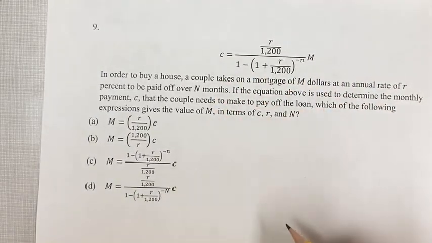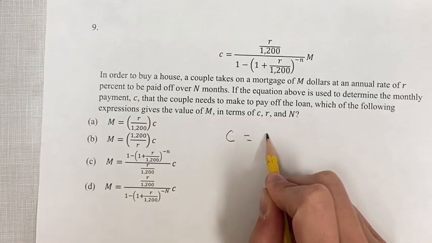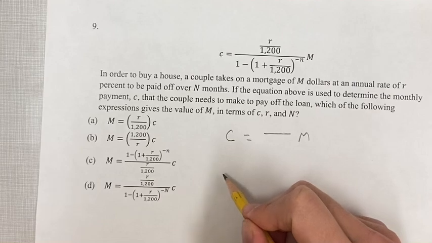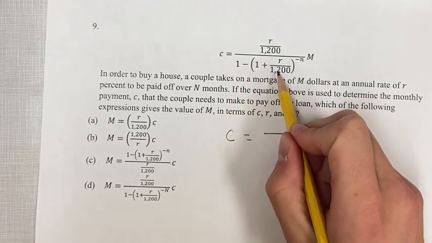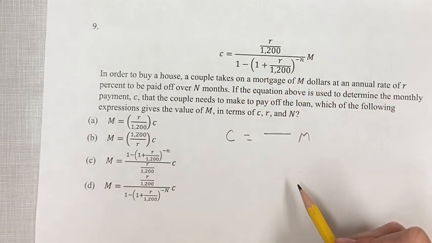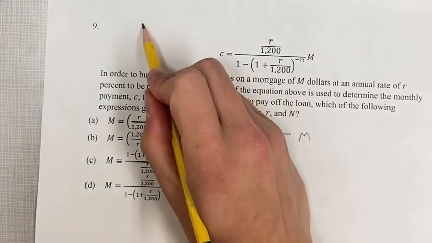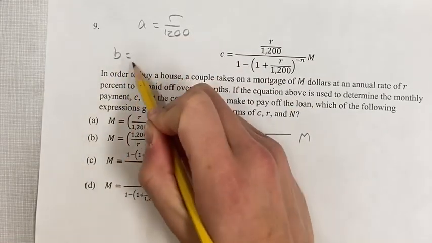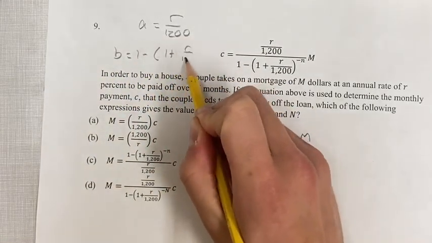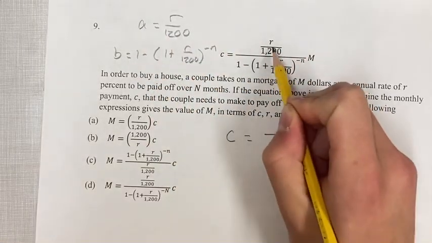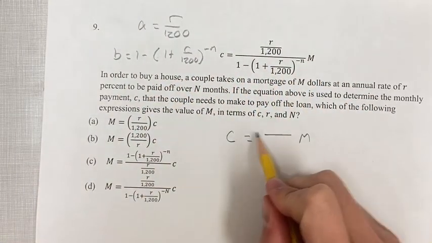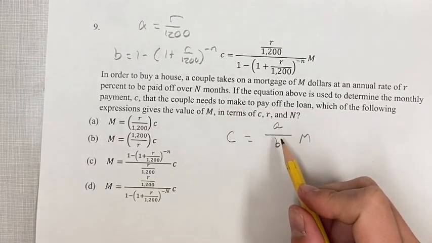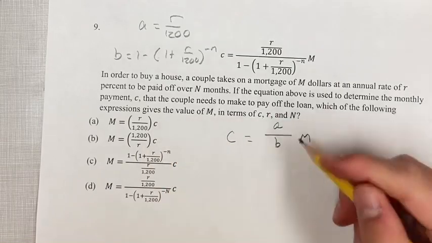This is a pretty complicated expression, but C is equal to some fraction times M. On the numerator of this fraction is r divided by 1200, and the denominator is 1 minus (1 plus r over 1200) to the negative n. So, if we say a is equal to r over 1200, and b is equal to 1 minus (1 plus r over 1200) to the negative n, so a is the numerator and b is the denominator, we can say C is equal to a over b times M. Now we can solve for M a lot easier, and when we need to give our final answer, we can just plug these values back in.